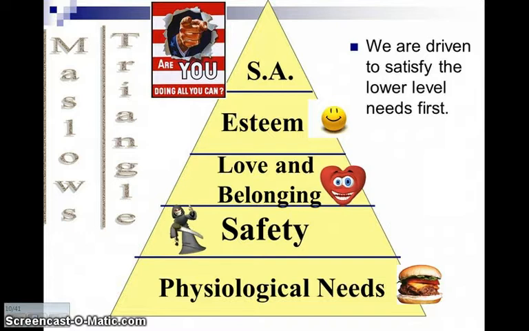Now, Maslow's theory is a humanistic theory. And humanistic psychologists believe that people strive to be the best that they can be. That's what self-actualization is all about. Self-actualization is when a person can become the best person that they can be. And essentially Maslow's saying you have to satisfy all of these lower level needs before you can self-actualize.